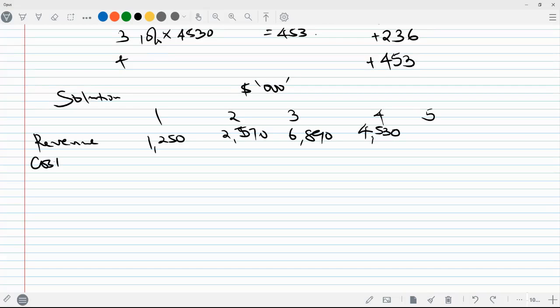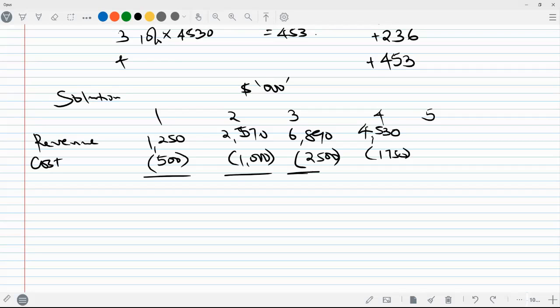Then there's cost. Cost here is 500, cash outflow, 1,000, 1,250, 1,750. Therefore there's profit or cash flow before taxation: 750 in year 1, 1570 in year 2, then 4390, and here you have 2,727. Confirm those answers, that I haven't made any mistake.